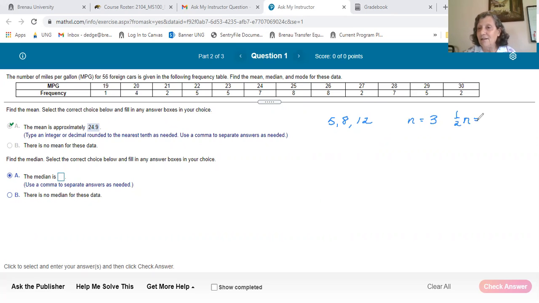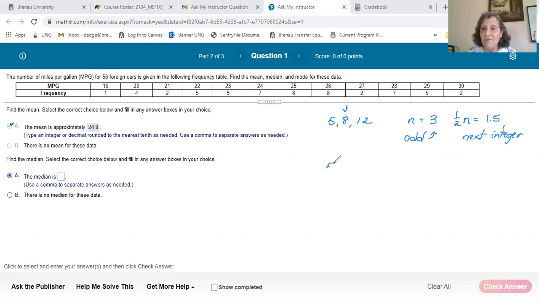Half of n, to get the middle, would be 1.5. So if you have an odd number of data elements, 3 is an odd number, take half of that and bump it up to the next integer. The next integer will give you the position of the middle number. We know if there are 3 numbers, the middle position is in slot 2.